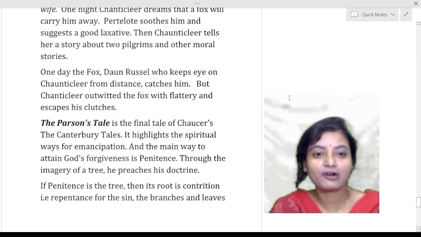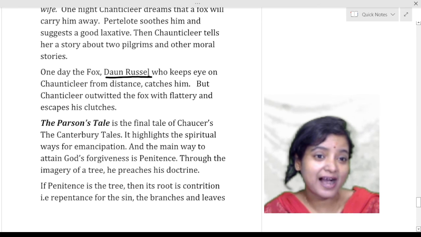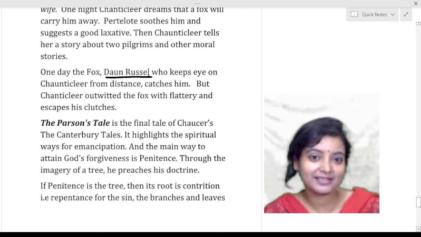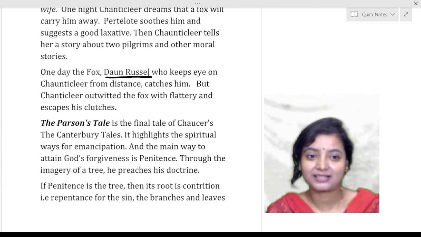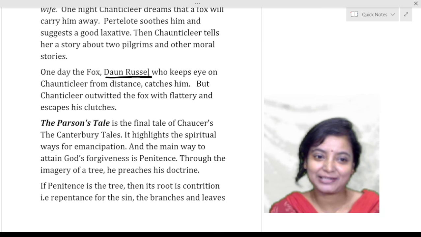One day, the fox, whose name is Don Russell, who keeps an eye on Chanticleer from a distance, catches him. But Chanticleer outwits the fox, Don Russell, with flattery and escapes his clutches.